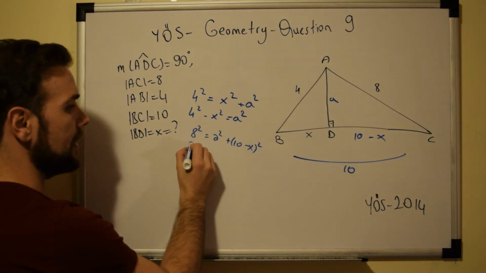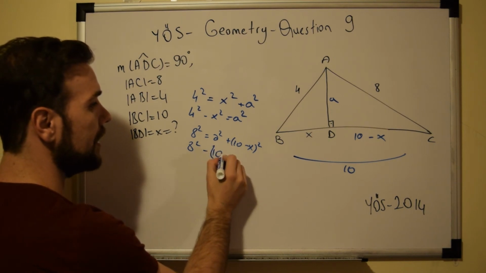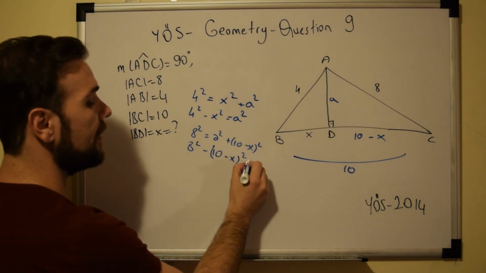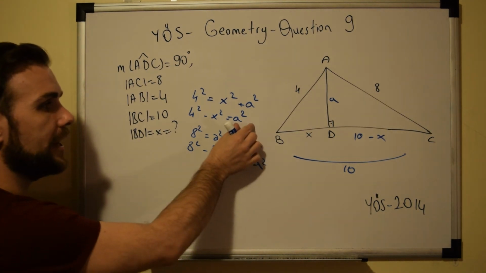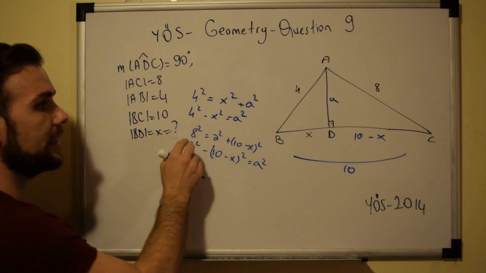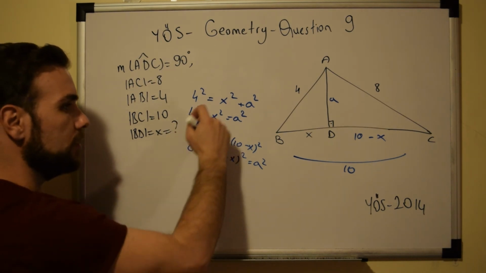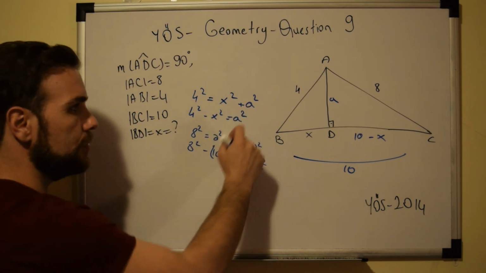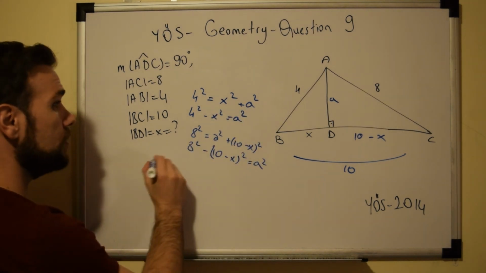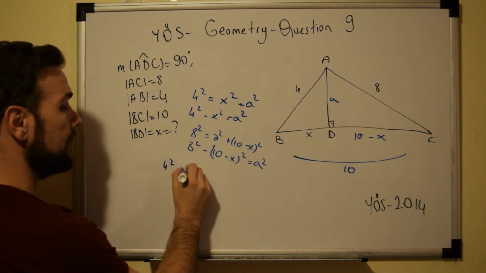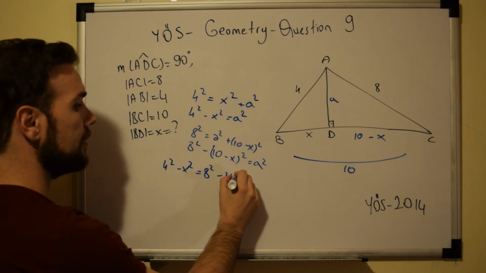Now that means that we have 8 squared minus 10 minus x squared, and that is equal to a squared. So as you can see, we have a squared in both, so it means that this is equal to this. By equalizing these two because they are equal to each other, we will be able to find the value of x. So let's do that.